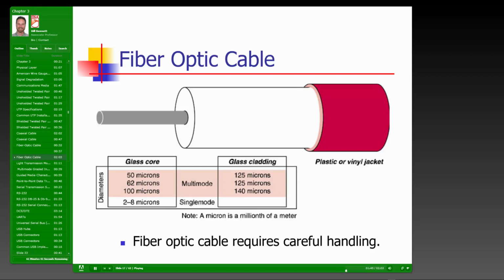The bullet at the bottom is a good thing to remember. Fiber optic cabling does require careful handling. You can bend the fiber optic cable too much so that prevents the smooth flow of the light pulses through the glass core.